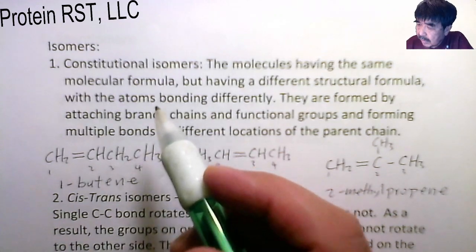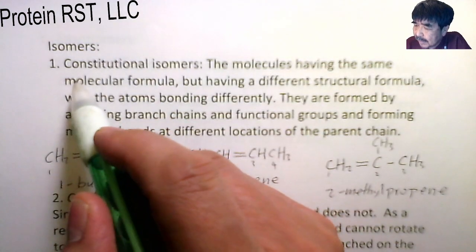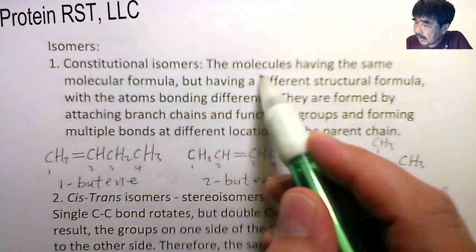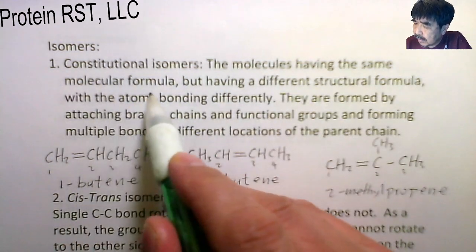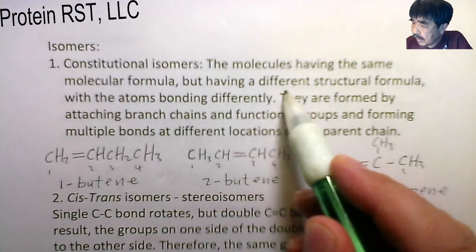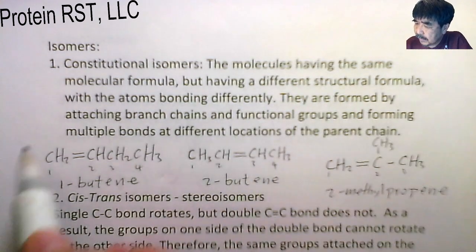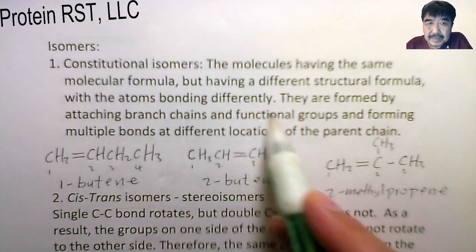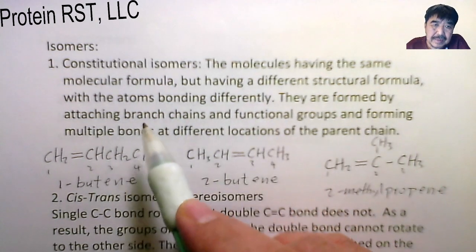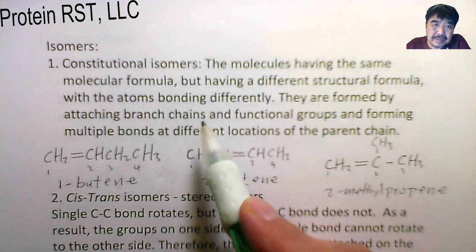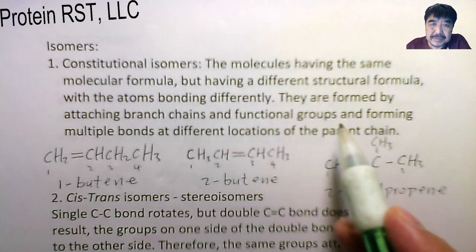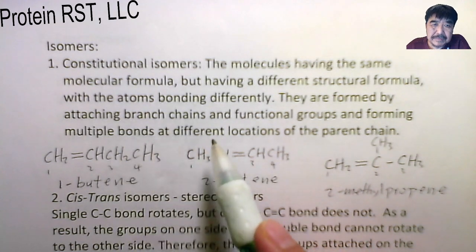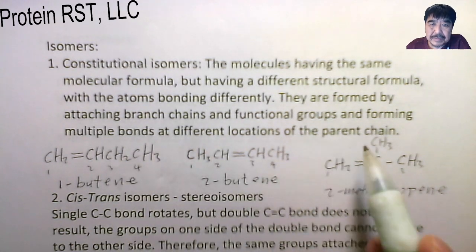Let's take a look at isomers. The first type of isomer is called constitutional isomers. These are molecules having the same molecular formula but different structural formulas, with the atoms bonding differently. They are formed by attaching branch chains and functional groups and forming multiple bonds at different locations of a parent chain.